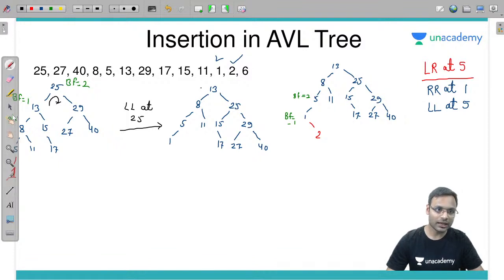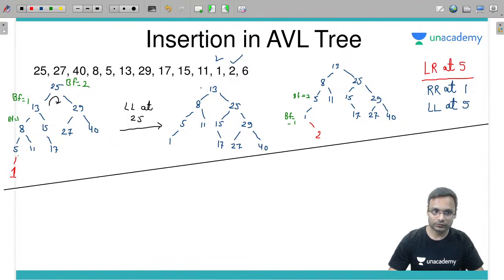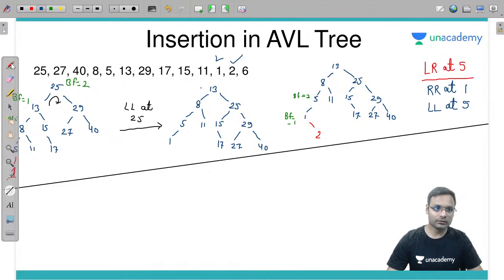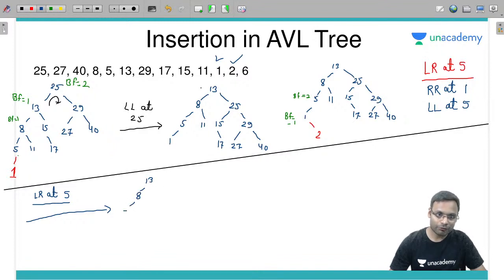Okay, let me draw the line for you so that we can have a little bit of distinction here. So the tree will be after LR at 5. I hope you guys are understanding now. इतने सारे rotations करने के बाद LR at 5, 13 left का 8, left में 5 no 2, left में 1, right 5 and then right of 8 as it is 11, 25, 15, 17, then 29, then left 27, right 40.